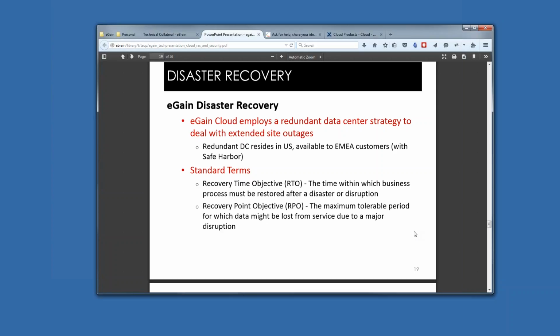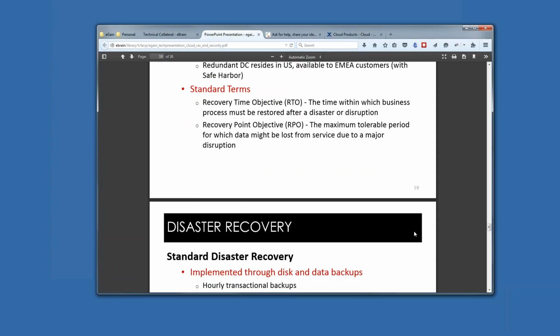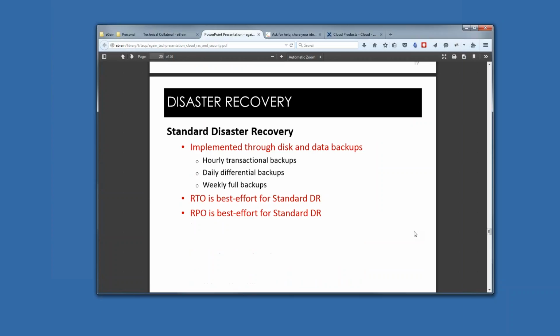So there's two potential ways that we do this. The first is for all our gold customers, which is our standard DR, and essentially it's the most common DR strategy, and that's backups.